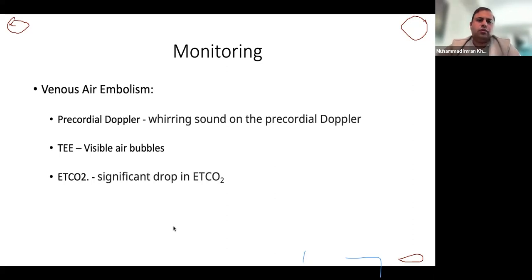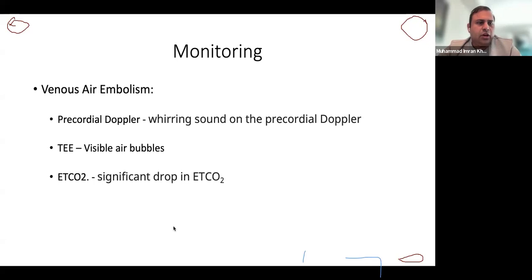Then for venous air embolism, what monitoring? Like we discussed previously, venous air embolism is a risk factor for the surgery. What are the monitors that you can use to not decrease the risk, but identify venous air embolism earlier? The available monitors include precordial Doppler, transesophageal echo, and capnography.